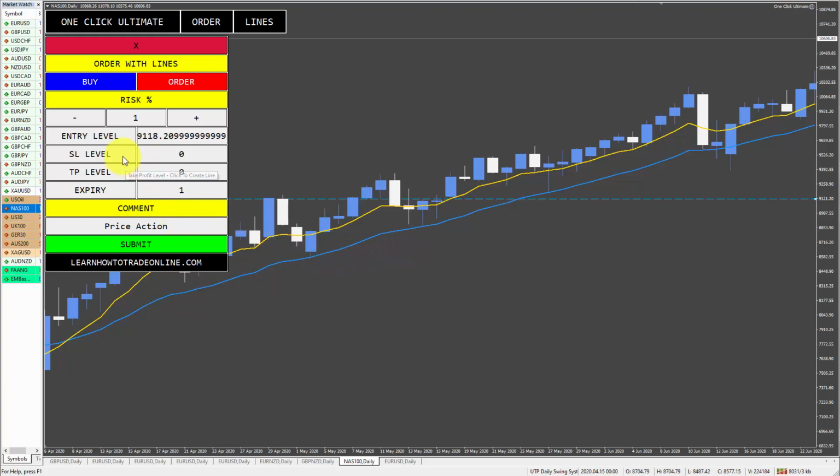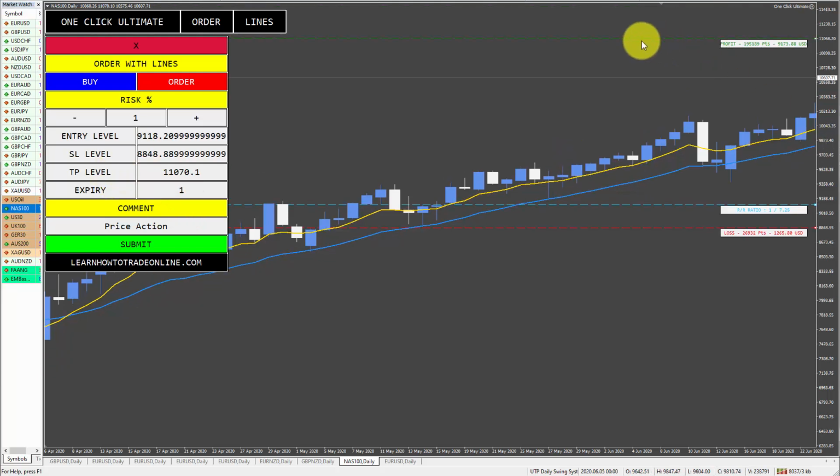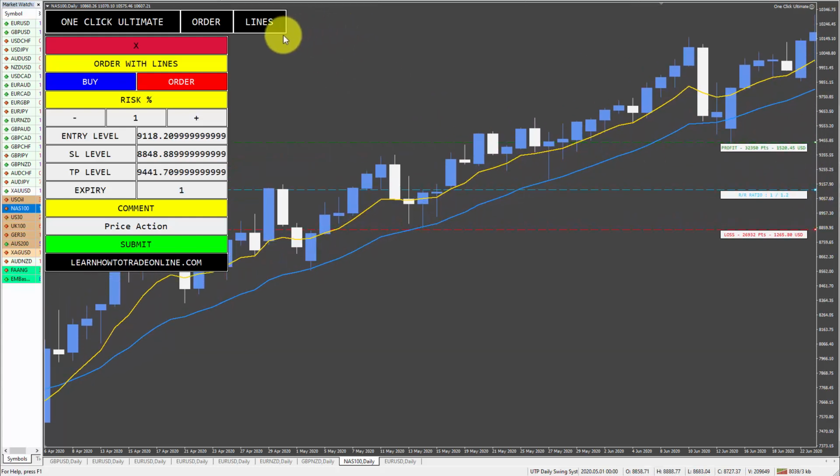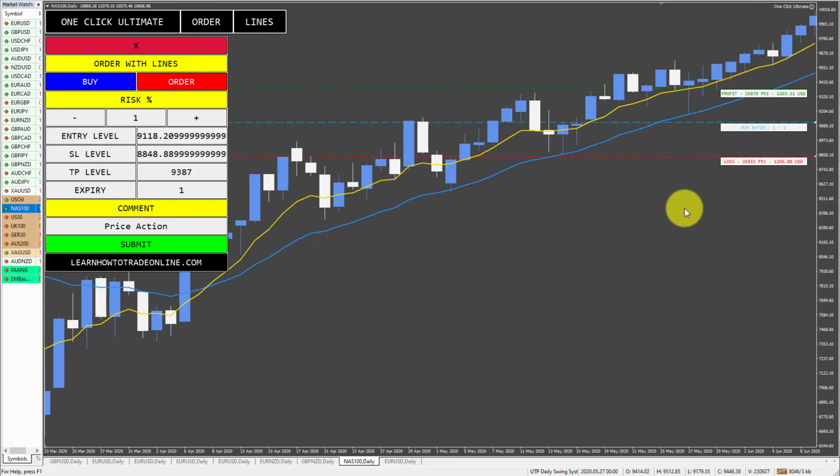And your stop loss is going to go underneath that candle, and your take profit level is going to be a 1-to-1 reward to risk ratio. I'm doing this using the lines tool on my one-click system, so you can actually see the reward to risk. There we are. It's a 1-to-1 reward to risk level. So entry, stop loss, take profit.